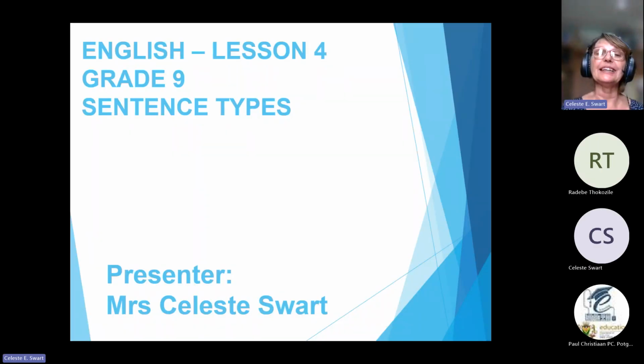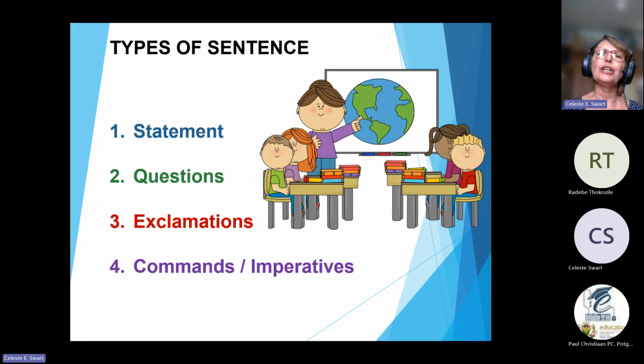Today, we are going to look at sentence types, and this is lesson 4 in our grade 9 lesson scope that we're doing. I'm Mrs. Swart, and I'll be taking you through today's lesson. So, if we think of types of sentences, it's actually so simple.